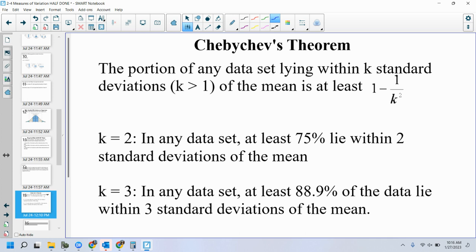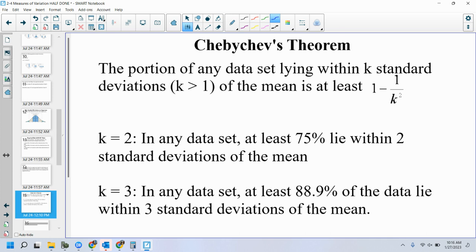The portion of any data set lying within k standard deviations, so lying within 1 or 2 or 3 standard deviations, can be approximated by 1 minus 1 over k squared. So we can say this as long as k is greater than 1, right? If k is 1, then it's 1 minus 1, and that's 0. So for any k greater than 1.